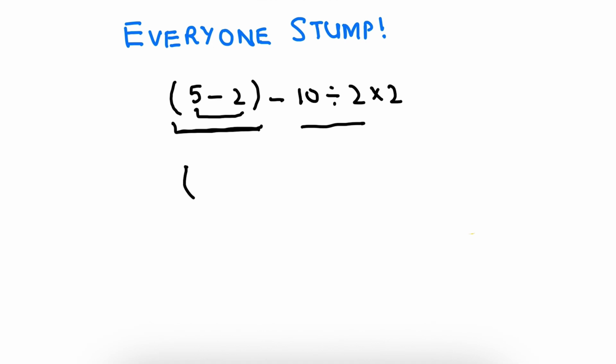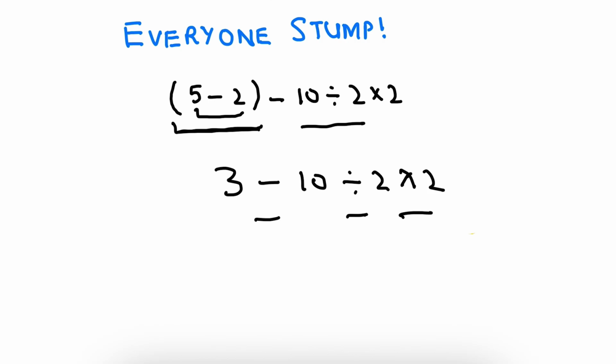So here 5 minus 2 is 3, and the round bracket is also included or not, so we can write it or not, it is your choice. So here we write the 3. Okay, and now minus 10 divide 2 multiply with 2. Okay, and now here is the minus sign, here is the division sign, and here is the multiplication sign.